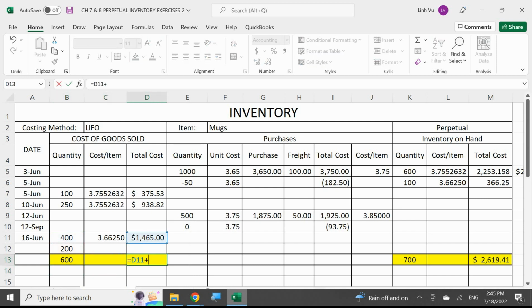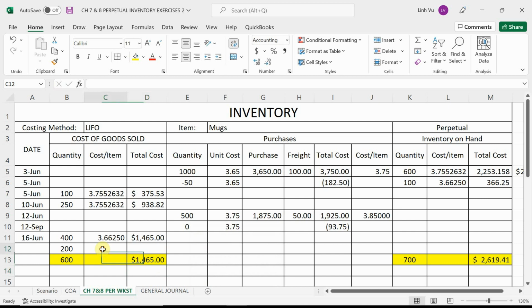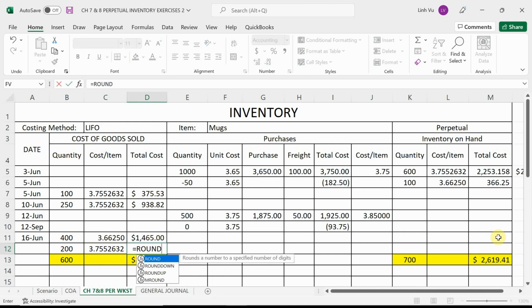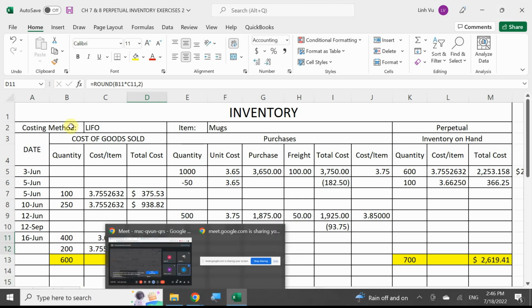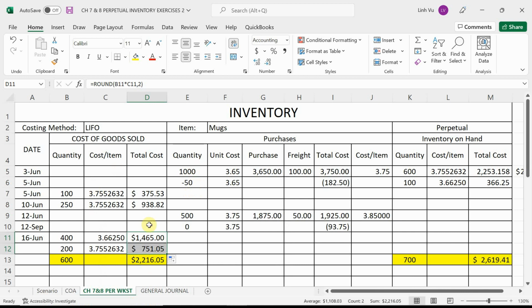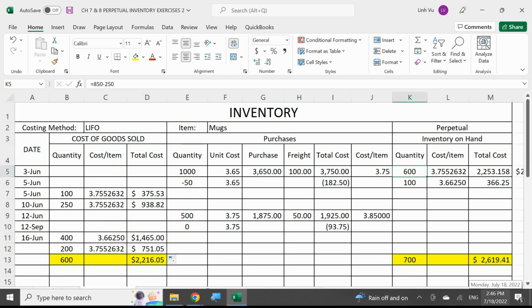Okay, good. I'm going to put this in because I sold 600 units, so I need to calculate how much my grand total cost is. If I sold 200 more at 3.7552632, how much is my total cost of goods sold for those 200 units? I got $751.05. So I need to update my inventory, because I no longer have 600 units. I have 400 left.